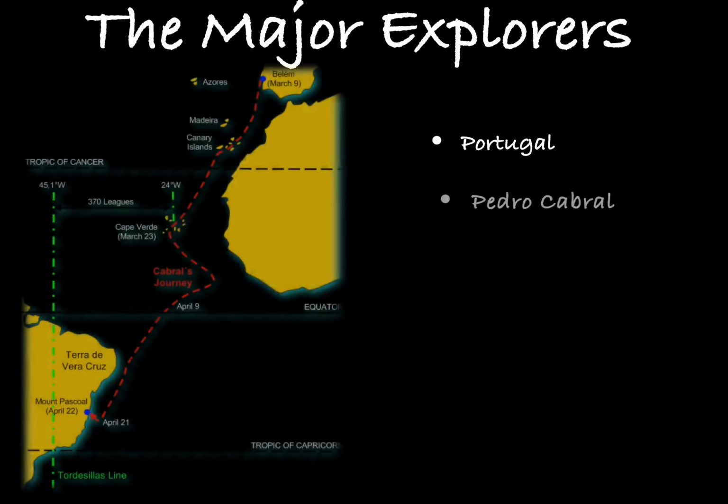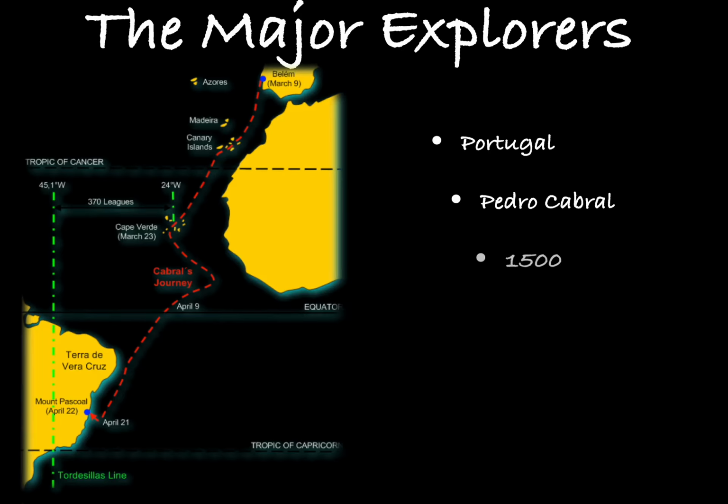Okay, the first guy you need to know about is a guy named Pedro Cabral. The red on the map up there is a little bit hard to read. I understand that. I apologize. But what Pedro Cabral did was he sailed from Portugal all the way down through the Atlantic Ocean and would land in what is modern-day Brazil. Okay? He will do this in the year 1500.